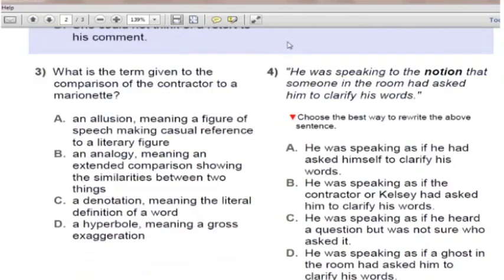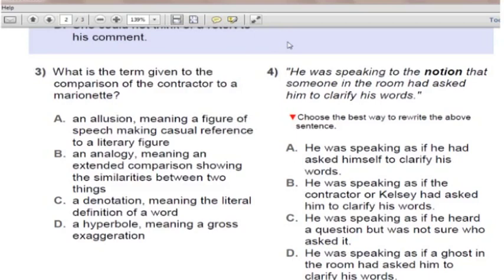Question number three is, what is the term given to the comparison of the contractor to a marionette? A. An allusion, meaning a figure of speech making casual reference to a literary figure. B. An analogy, meaning an extended comparison showing the similarities between things. C. A denotation, meaning the literal definition of a word. D. A hyperbole, meaning a gross exaggeration. That's an allusion.